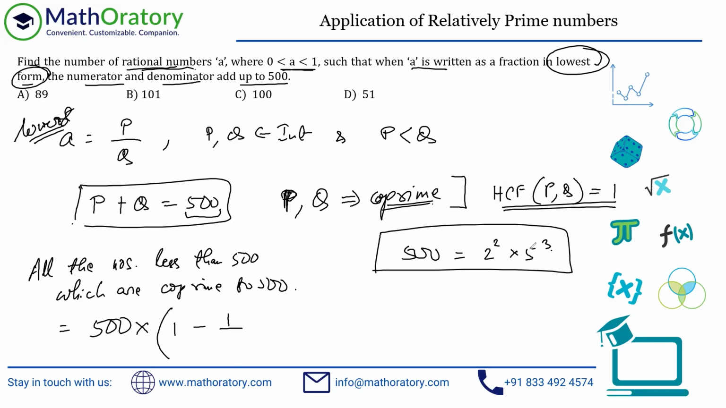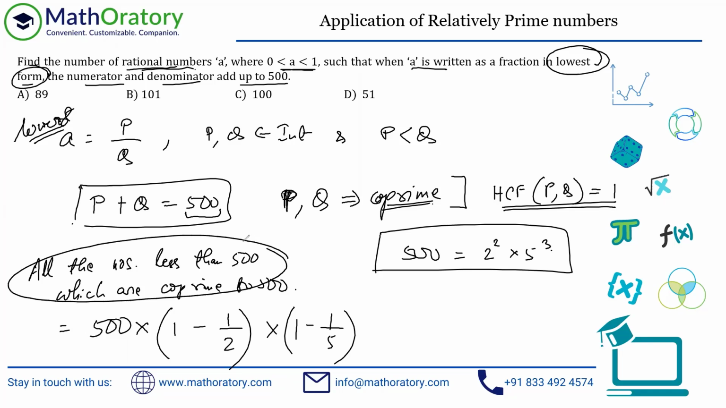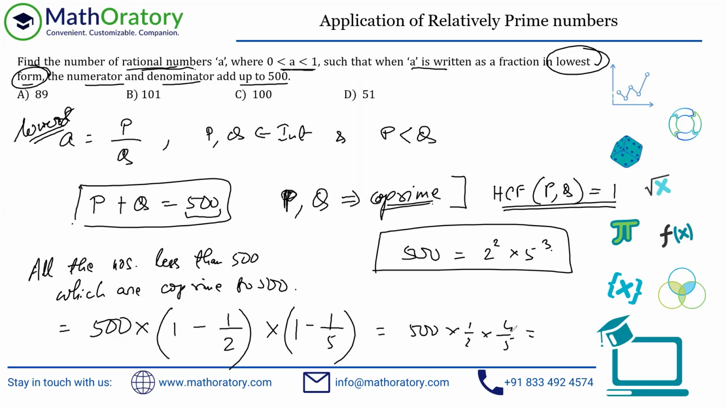For 2, you do 1 minus 1 by 2, and for 5, you do 1 minus 1 by 5. So you get all the numbers less than 500 which are also co-prime to 500. Effectively, that is 500 into half into 4/5, which is 2/5 of 500, or 200 numbers. Now, among those 200 numbers, half will be less than 250, that is half of 500, and half will be greater than 250.